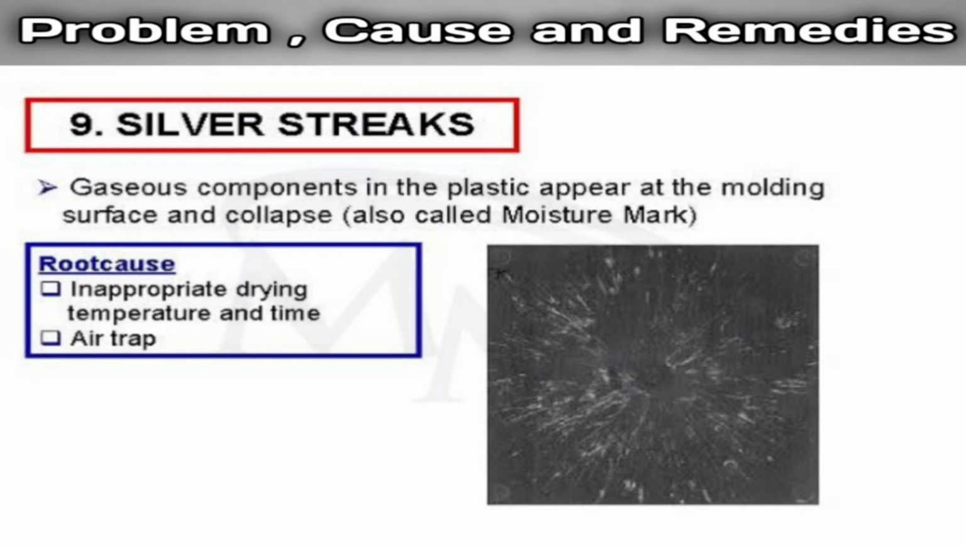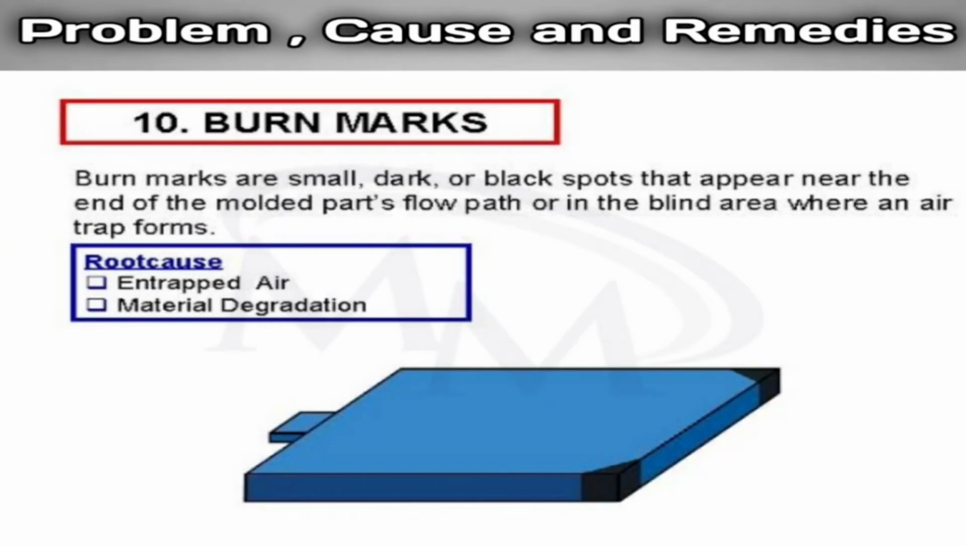Silver streaks. Gaseous components in the plastic appear at the molding surface and collapse, also called moisture mark. Root cause: 1. Inappropriate drying temperature and time. 2. Air trap. Burn marks are small, dark, or black spots that appear near the end of the molded part's flow path or in the blind area where an air trap forms. Root cause: 1. Entrapped air. 2. Material degradation.